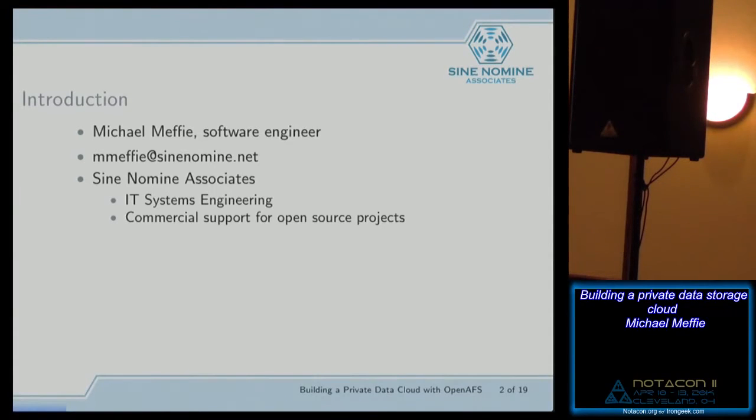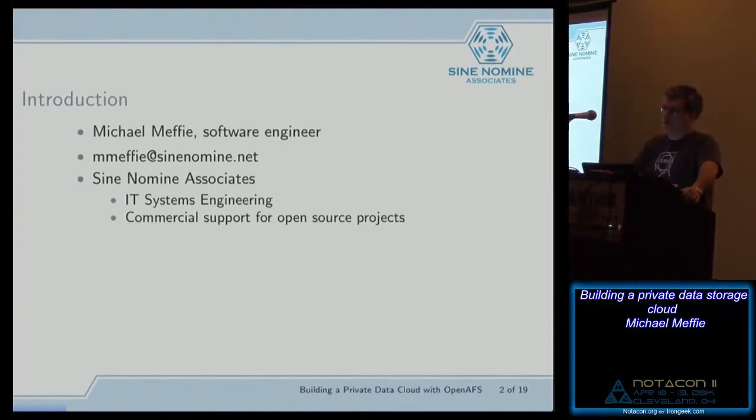Yeah? Okay, so my name is Mike Meffie, software engineer with a small outfit called Cinenomia Associates. We're a systems support and engineering organization based in Ashburn, Virginia, and we're a distributed company. I happen to work in North Canton, Ohio, and we have people in different locations, all telecommuting. One part of our business is supporting some open source projects. One of the things we provide commercial support for is OpenAFS, which is an open source project that IBM open sourced about 14 years ago.